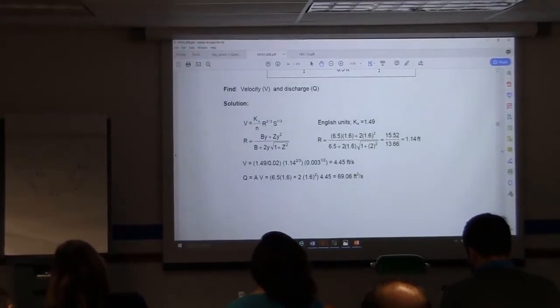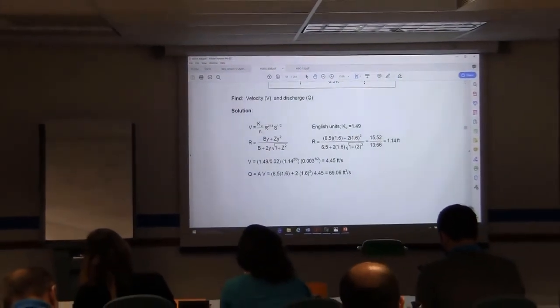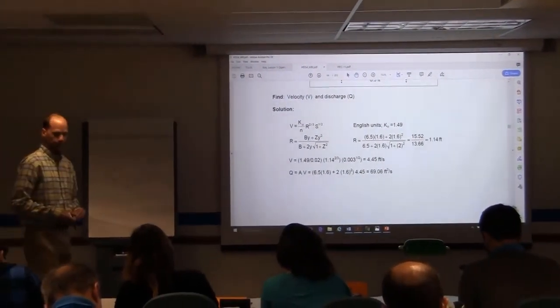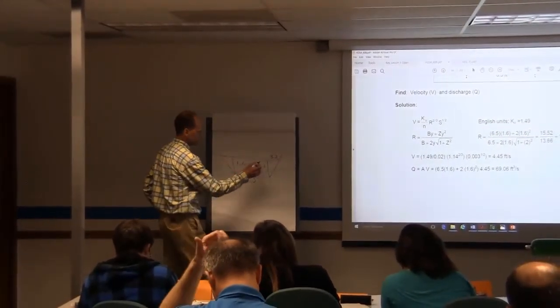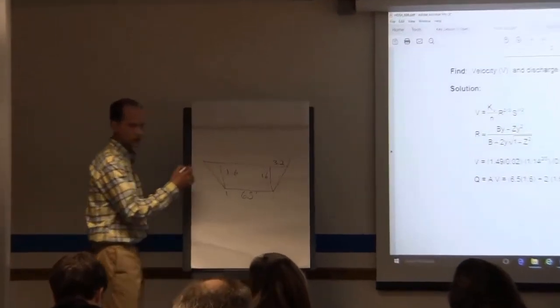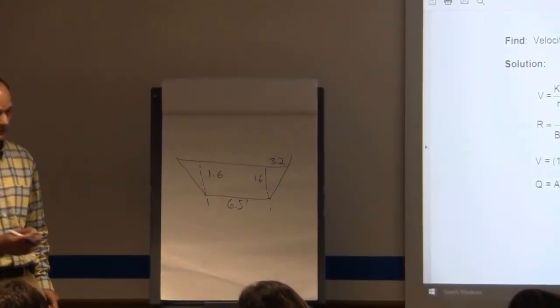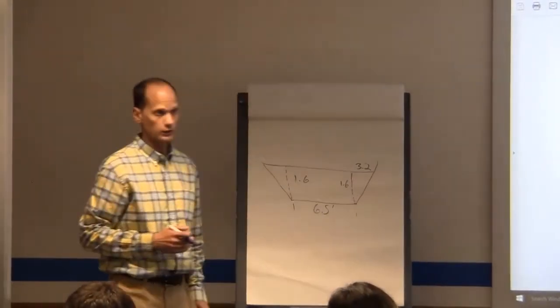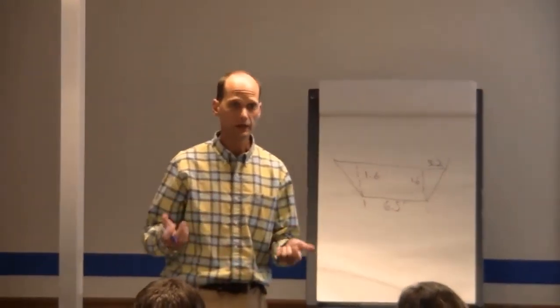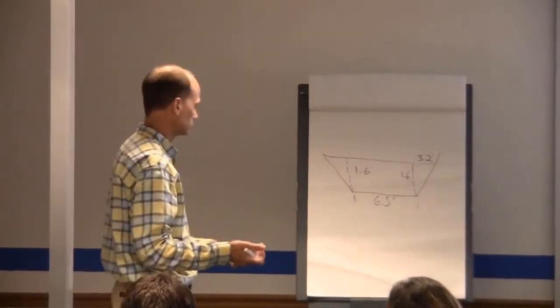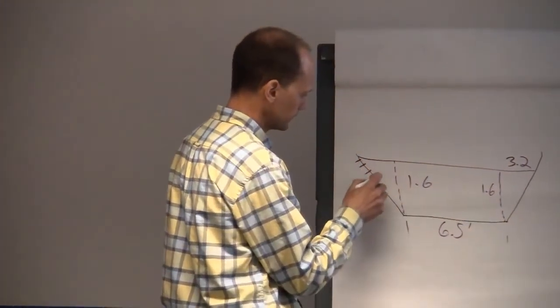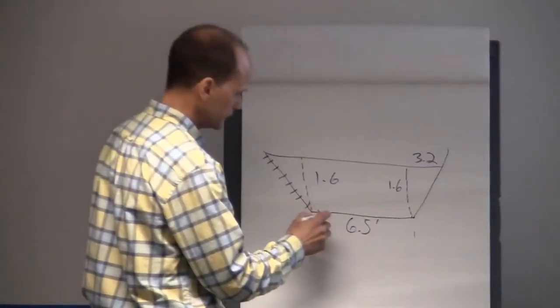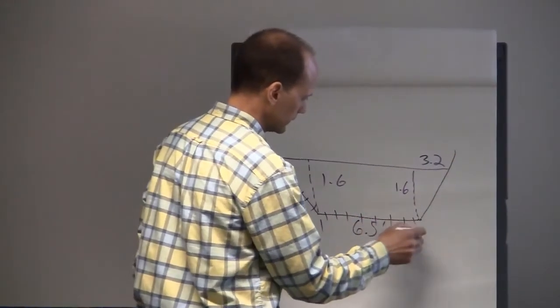So that's the flow areas. Now another fun one is the wetted perimeter. So I want the length of my boundary that the water is in contact with, and that is the wetted perimeter. Well, so that's this piece here, plus this piece here.